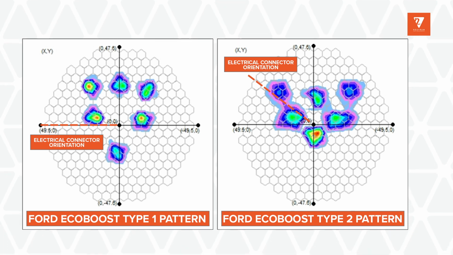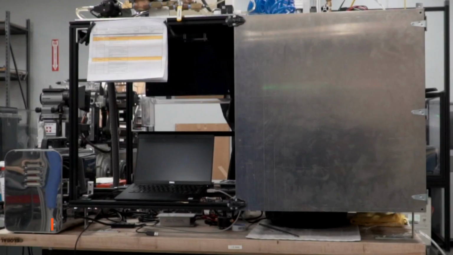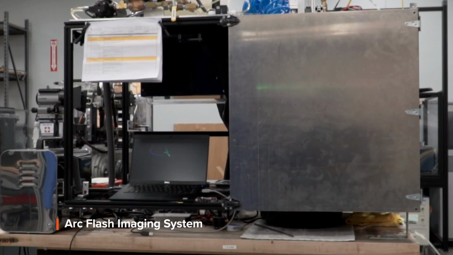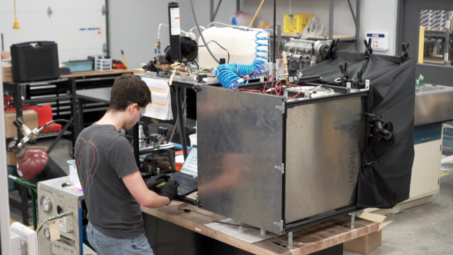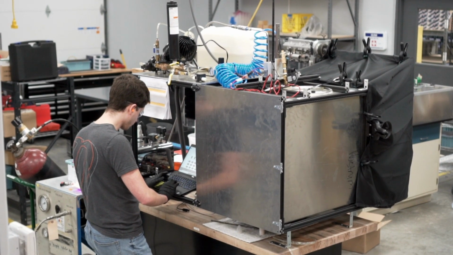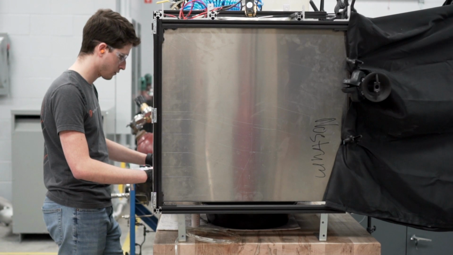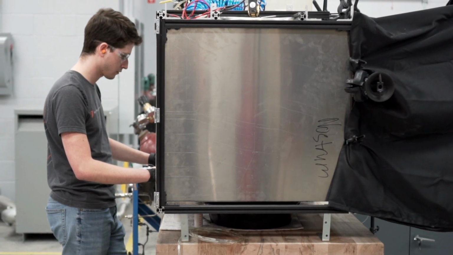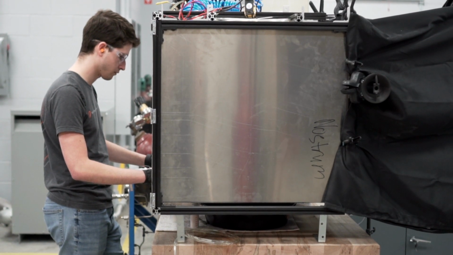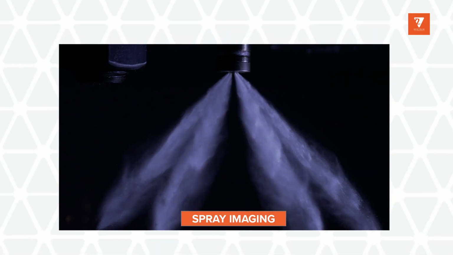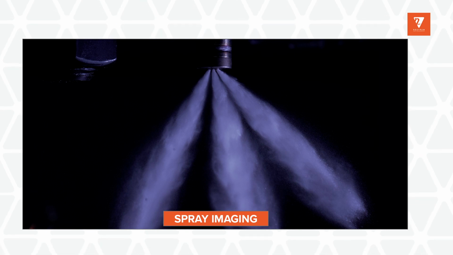Here at Nostrum, we use our arc flash imaging system. This machine was custom made for Nostrum, and the way it works is that there is a control module that will control the injector driver, the arc flash unit, and the camera. As the injector is firing, the arc flash will create a burst of light with a high intensity and short duration that will illuminate the spray, and the camera will capture the picture.